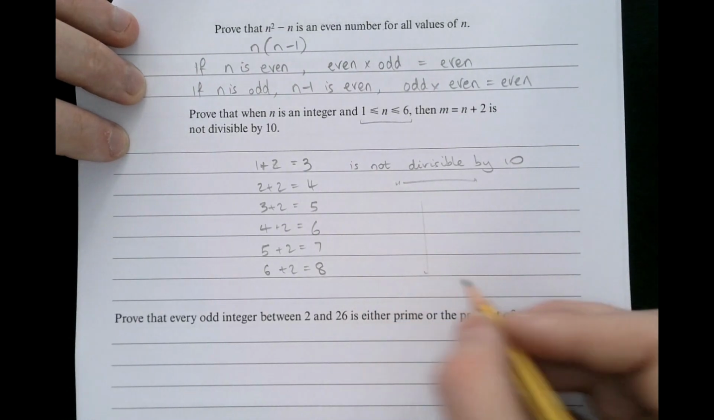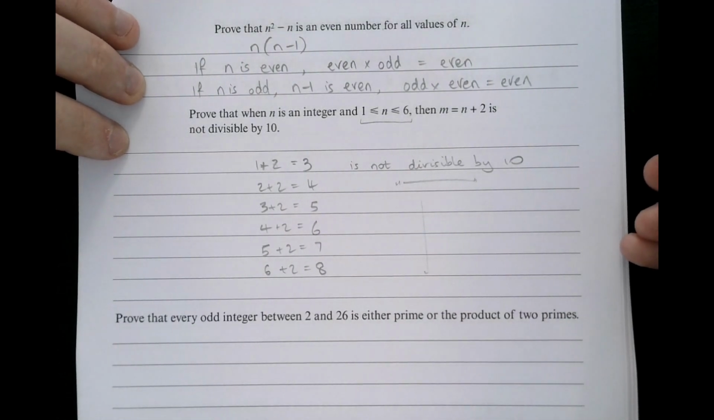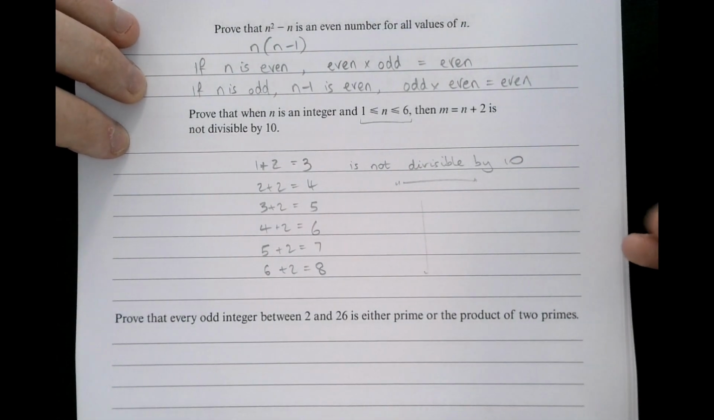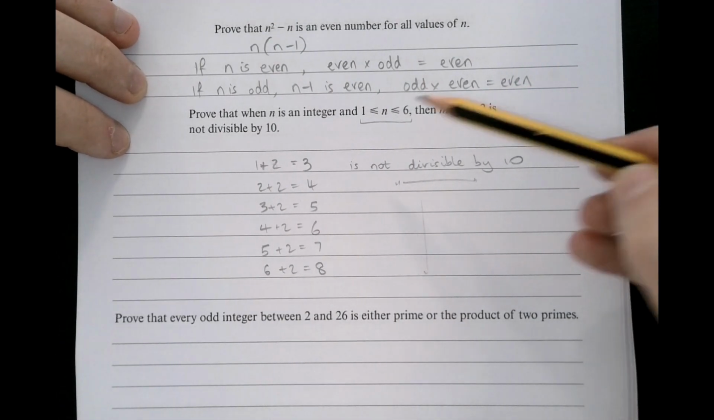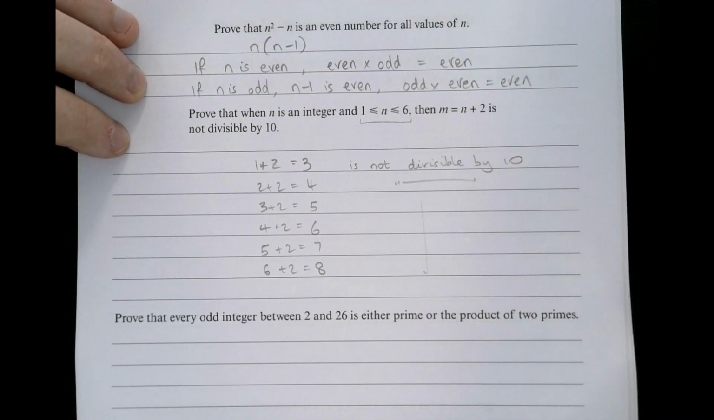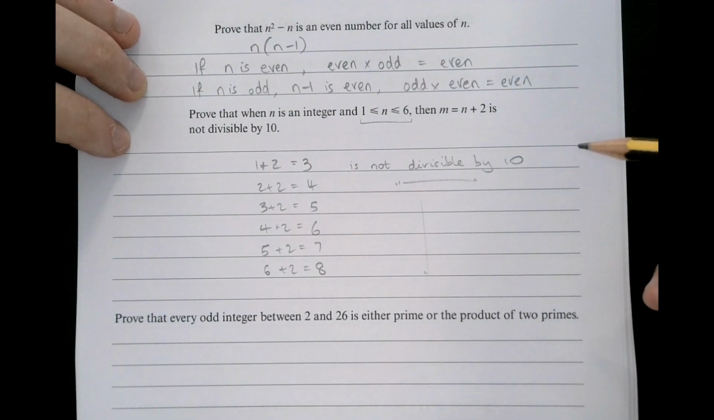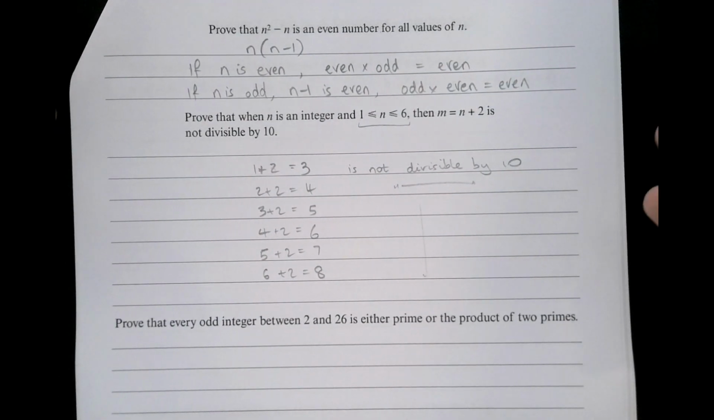And so that is the proof. There's no more to do because it's just show that if you put these numbers in for n, then m isn't divisible by 10. None of these numbers are divisible by 10. We've done all of them, hence proof by exhaustion.